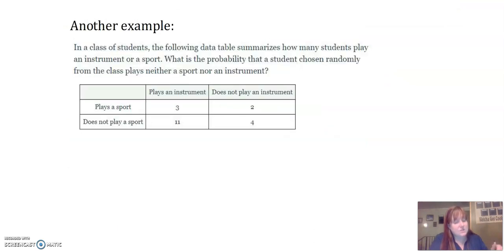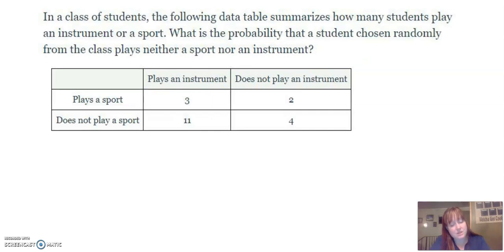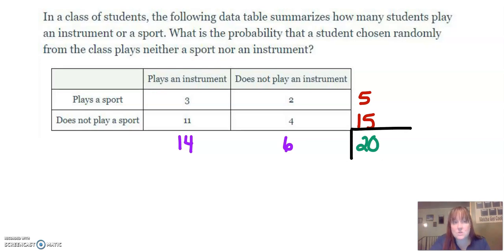Now, in a class of students, here's a two-way frequency table that summarizes how many people play an instrument and play a sport. What's the probability that a student chosen randomly from the class plays neither a sport nor an instrument? Again, let's figure out our totals. How many people play a sport? There's 3 plus 2, so 5 people total who play a sport, and 15 people who do not play a sport. There are 14 people who play an instrument, and 6 people who do not. Let's make sure these add up: 15 and 5 is 20, and 6 and 14 is 20. So we have 20 students total.